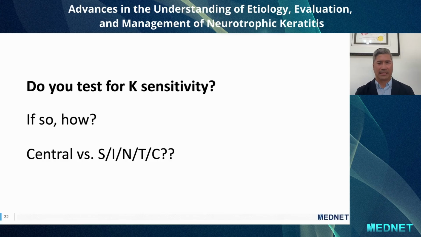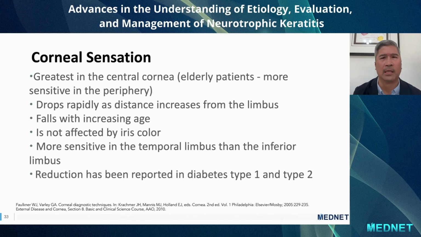But for corneal sensitivity, the main thing is to test the central cornea. If you haven't started doing this at all, just test the central. That's how you're going to be able to differentiate within the ocular surface clinic. I know Shepard does all the various quadrants there, and I'm sure Steve does as well within his dedicated clinic. But if we look at corneal sensation, it's greatest in the central cornea. It does drop rapidly as distance increases from the limbus, decreases with age, is more sensitive in the temporal limbus than the inferior, and reduction has been reported in both diabetes type 1 and type 2.